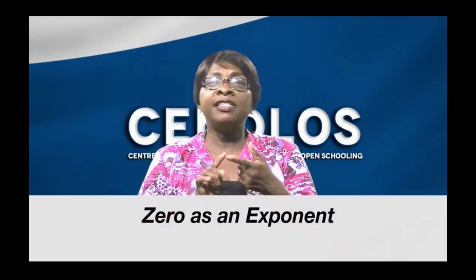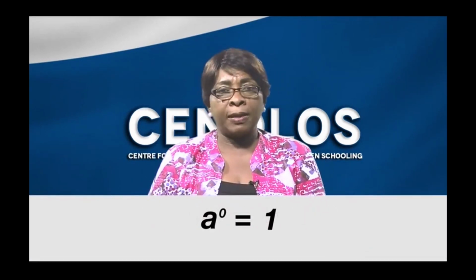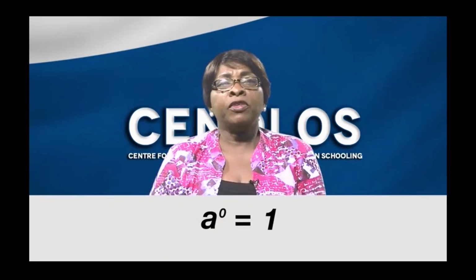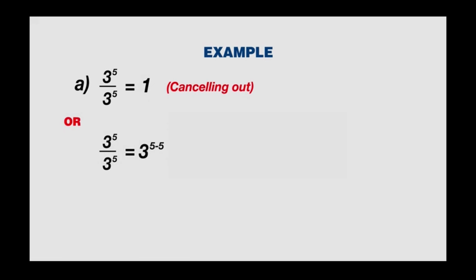So let's look at the last property. And that is 0 as an exponent. Now, anytime we raise a number to the power 0, it's equal to 1. For instance, if we have 3 raised to the power 5 divided by 3 raised to the power 5, you know that any number divided by itself is 1. And so here, we should get 1. We can also use our indices to work it out. And that gives us 3 raised to the power 5 minus 5. That will give us 3 raised to the power 0. So we say 3 raised to the power 0 is equal to 1.